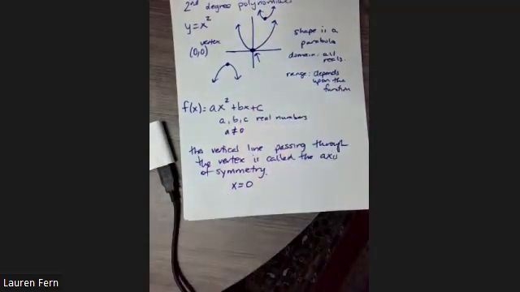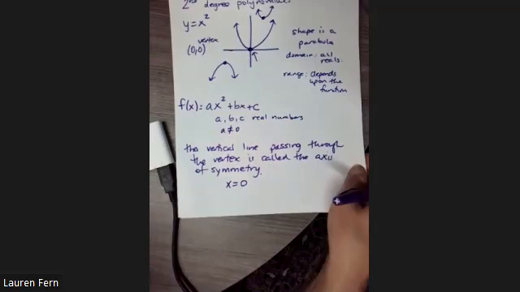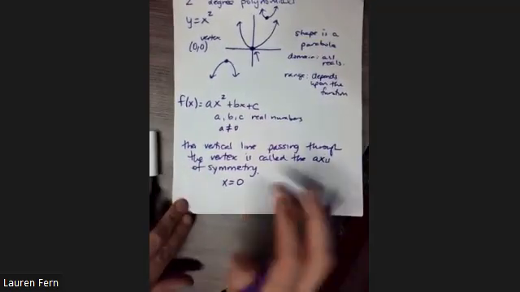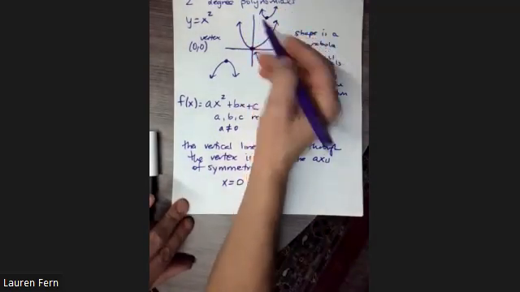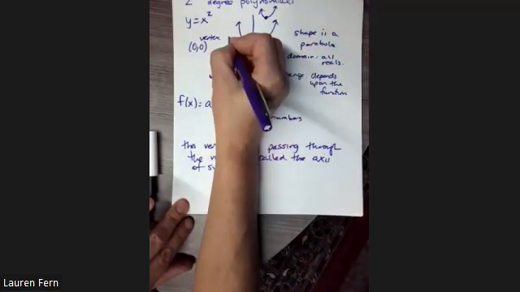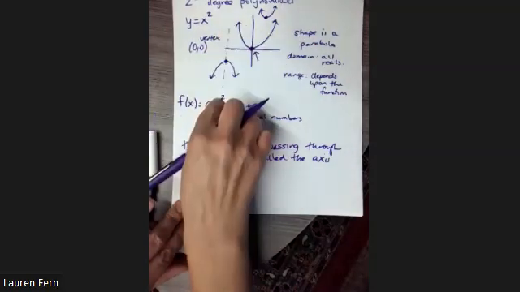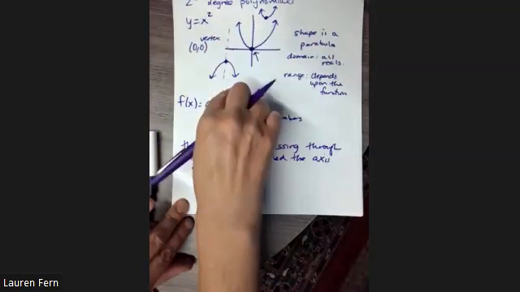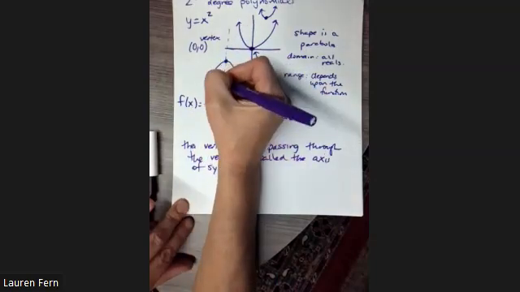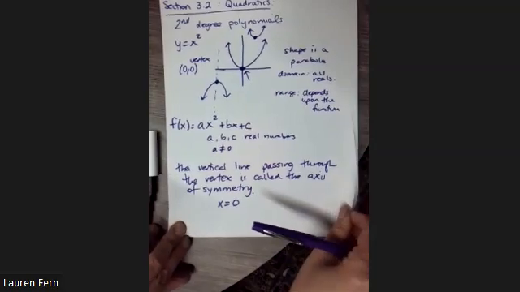Recall the equation of any vertical line is x equals whatever the x value is. Okay, now, what's cool about this is we call this the axis of symmetry precisely because if we were somehow able to fold our graph through our vertex along this axis of symmetry, one side of our graph is a mirror image of the other side.